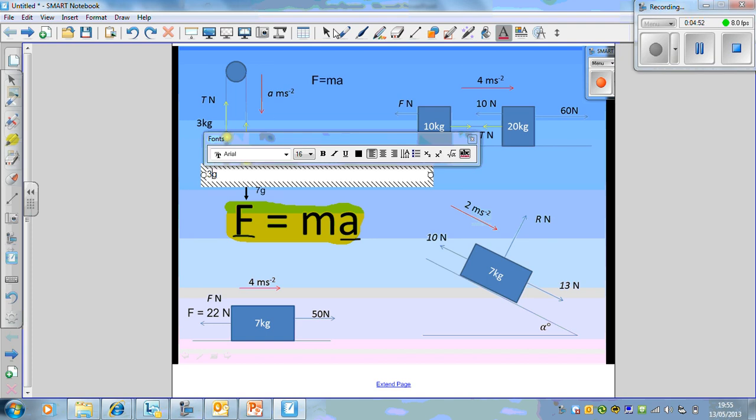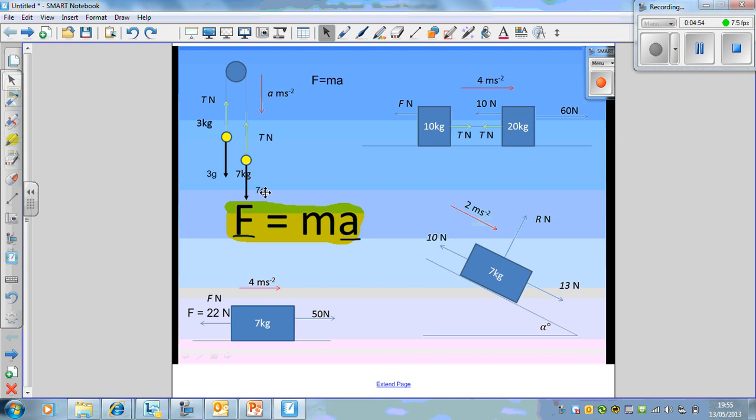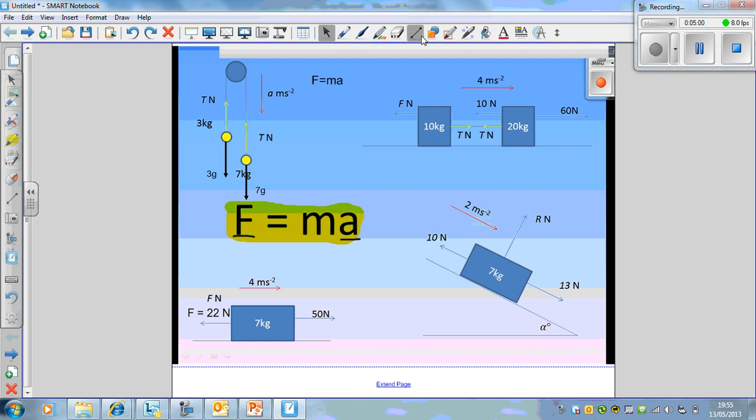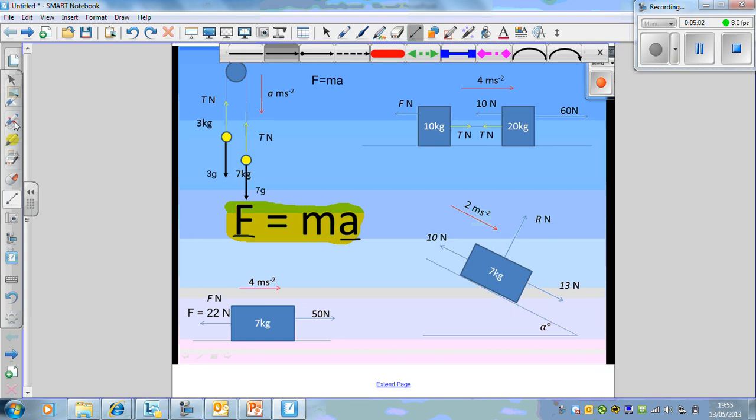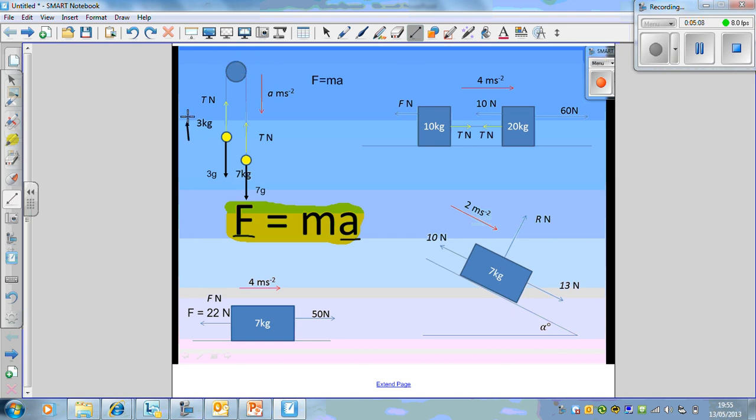Okay, so I've added the forces on 3g and 7g. Now we've got two objects here traveling in different directions. Let me just change the colour as well. Let's go there. Right, that is really irritating, but there we go. This object here is going to be accelerating that way. This object is accelerating that way. This object, the 7 kilogram, is accelerating downwards. So we're going to get two equations to solve simultaneously.